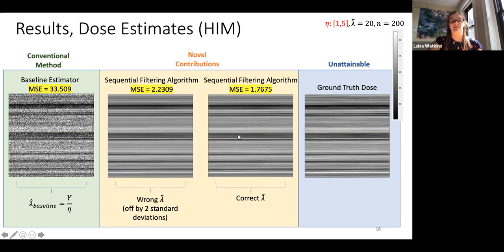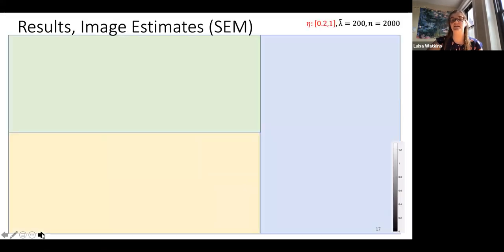So this is again a novelty of estimating the dose. And then the last thing I have is the same idea, but we have SEM, which is using electrons as the incident particles, which means that the eta values are even smaller. So it's actually a much more difficult problem.